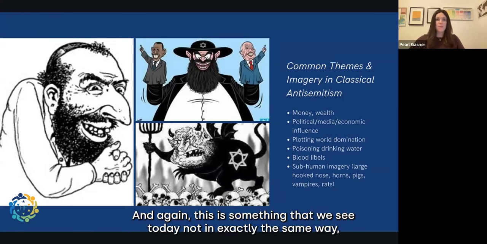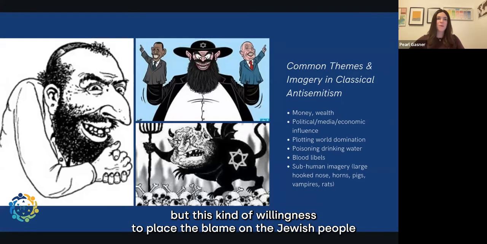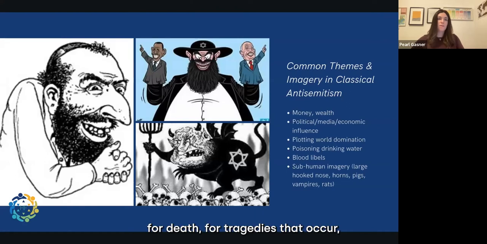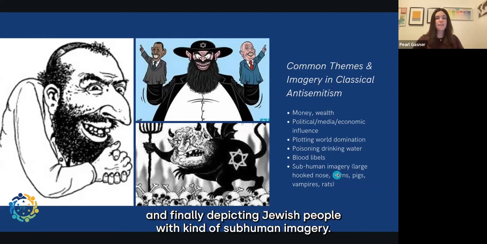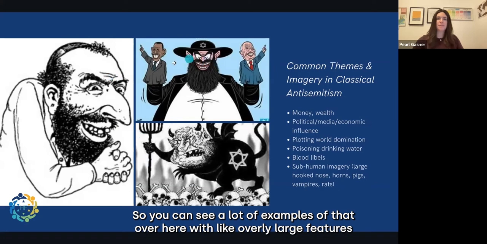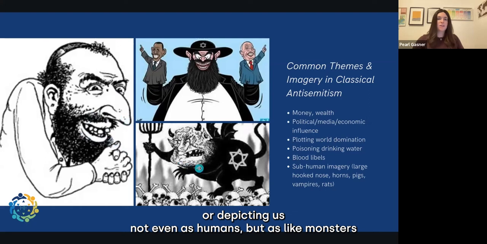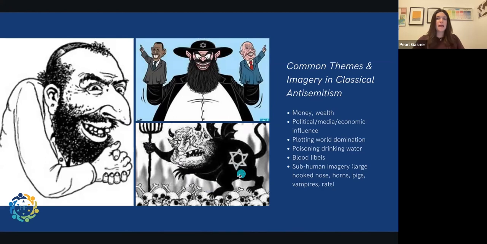And again, this is something that we see today, not in exactly the same way, but this kind of willingness to place the blame on the Jewish people for tragedies that occur. And finally, depicting Jewish people with subhuman imagery. You can see a lot of examples of that over here, with overly large features, or depicting us not even as humans, but as monsters or rats or different animals. These are all classic anti-Semitic images.